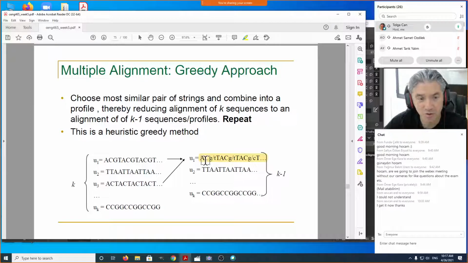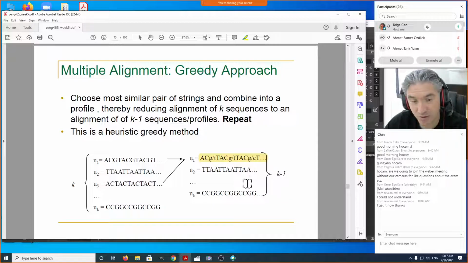So what you do, you remove the original U1 and U3 from your set, and you replace them with this hybrid new sequence U1. Now you have K-1 sequences in your set, right? You remove two of them, you introduce a single hybrid profile, but it's still a single sequence from our perspective. Now I have K-1 sequences to align. So I can repeat the same procedure in this K-1 case.